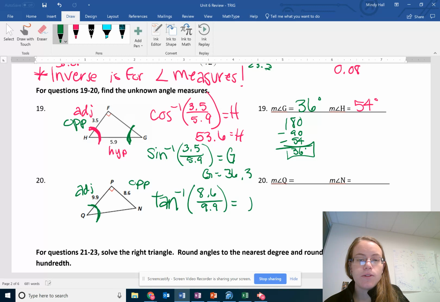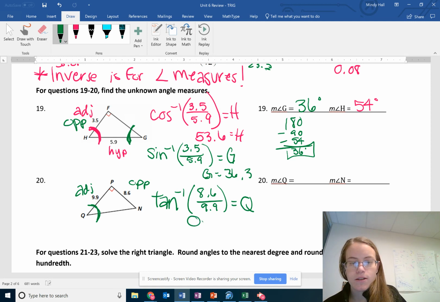And this is for angle Q. So inverse tangent of 8.6 divided by 9.9 is 40.9. So rounding to the nearest degree, that would be 41 degrees.